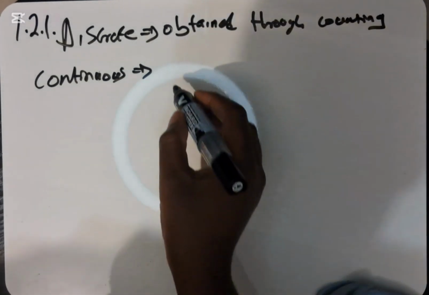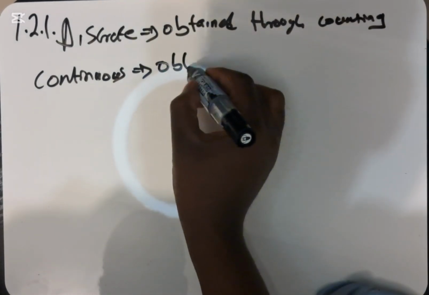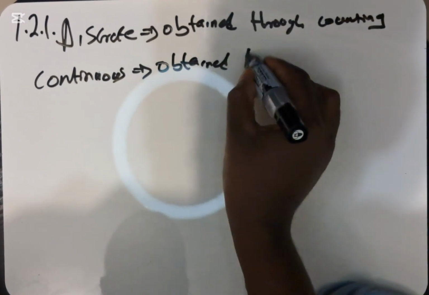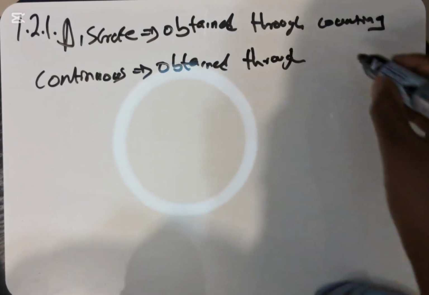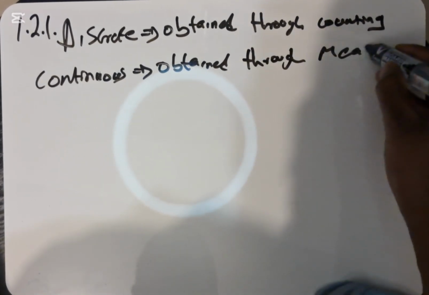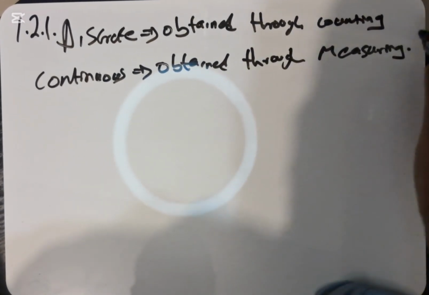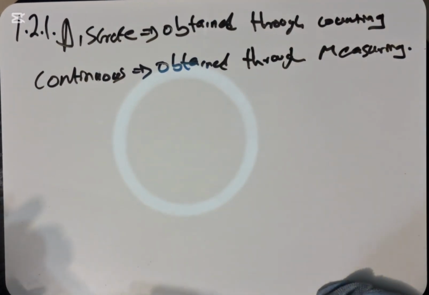And then continuous, this one is obtained through measuring. Continuous is obtained through measuring. For example, the length of a person. You cannot just assume the length of a person. You need material, or something that you are going to use to measure the length of a person, the height of a person, the weight of a person.